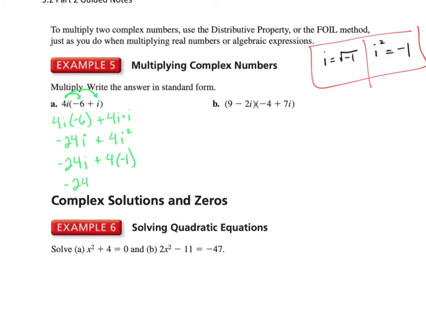Simplify, we get -24i minus 4. Now to write that in standard form, you write your real number part first and then your i second. So to write this in the correct form, you write it -4 minus 24i.